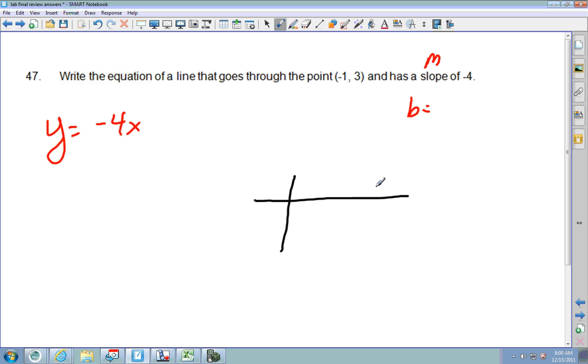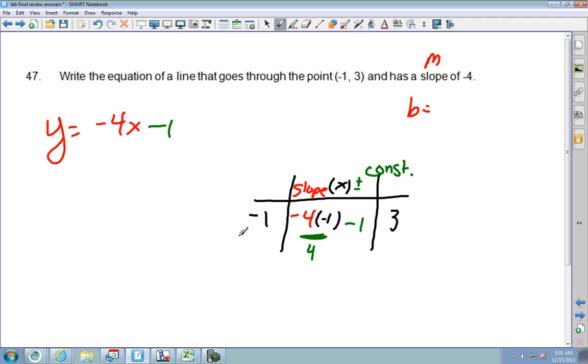So I'm going to build a table, put in there -1, 3, and then the first thing that goes in there is the slope. The slope is -4 times x, so times -1. When you multiply these together, you get +4. What do you have to add or subtract of 4 to get to 3? You subtract 1, and that is your constant. That is your y-intercept. So it's -1.